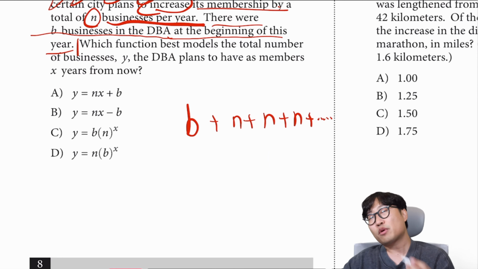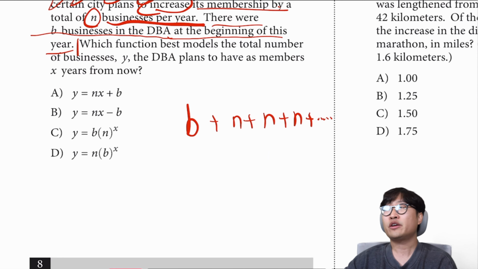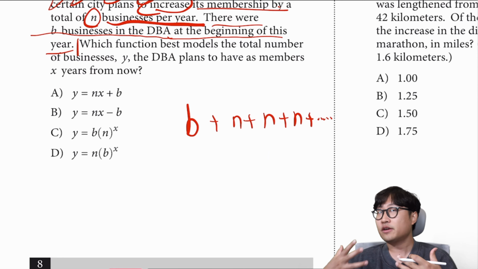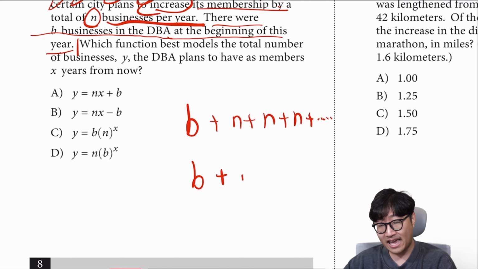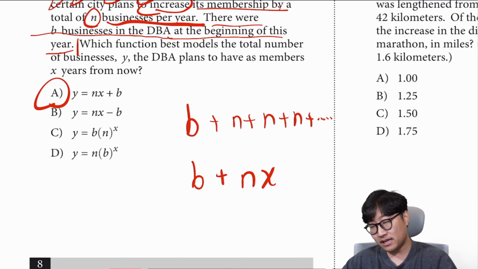So if you summarize this into probably a linear equation, how do you know that? Because linear is where you keep adding the same thing. If it's exponential, you keep multiplying the same thing, right? So that'll just be B plus nx, and that basically matches answer choice A.